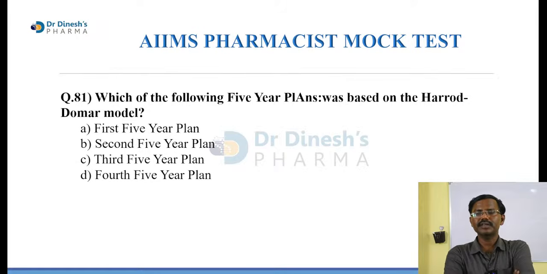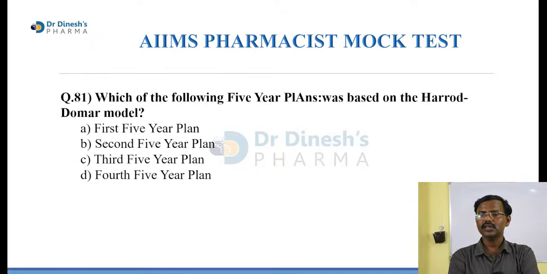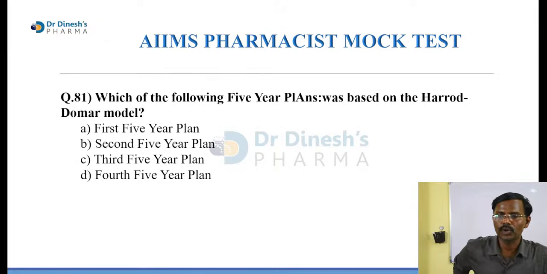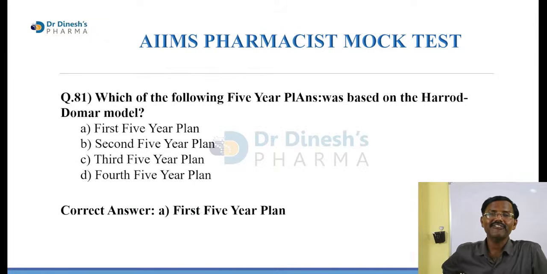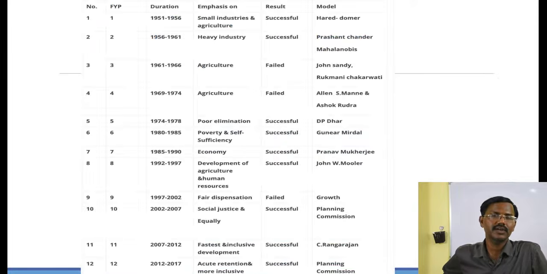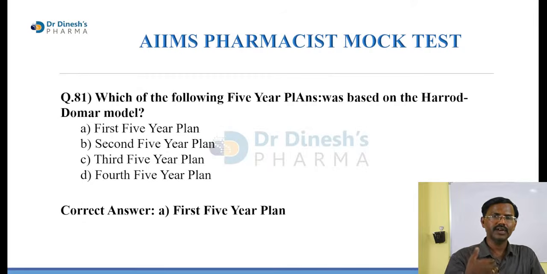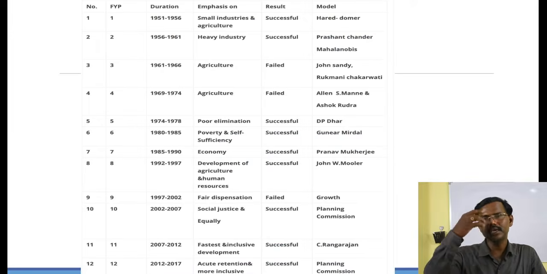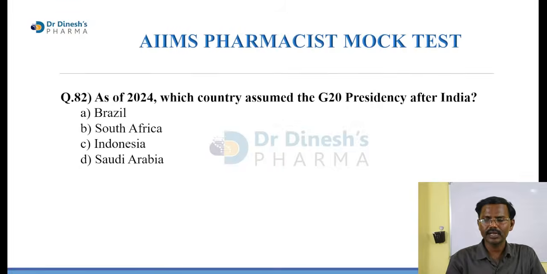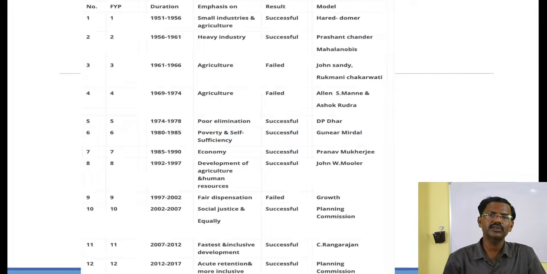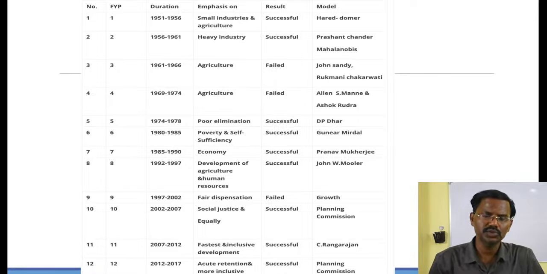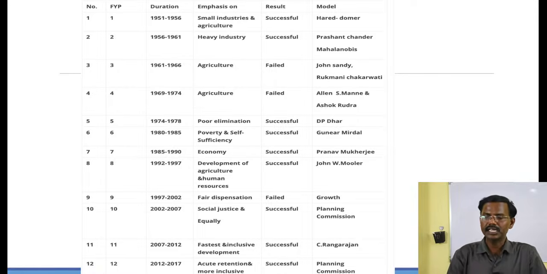Which one is a 5-year plan? That is the Harrod-Domar model, right? The first 5-year plan is based upon the Harrod-Domar model. And what is the current 5-year plan? There is no current 5-year plan, because the 5-year plan was replaced by Niti Aayog. Now the planning commission is entirely taken care of by Niti Aayog. If you calculate, it is the 16th 5-year plan we are running now, that is 2025 to 2028, but it comes under Niti Aayog, right?